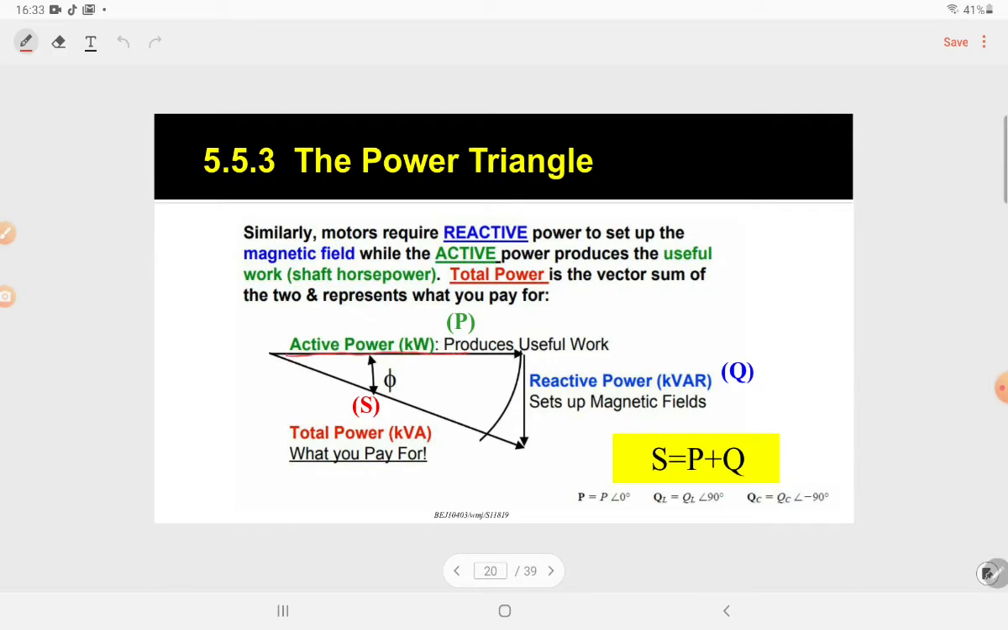Usually this part is the active power, and the unit is kilowatt. When we say active power, this is the power that we need to produce the useful work. And this part is the reactive power. The unit is kilovolt ampere reactive. This part is useful to set up the magnetic field. And S over here is the total power, and the unit is kilovolt ampere. This is what you need to pay for. So this is the relation between active power, reactive power, and total power, right? All this relation can be put in a triangle, and we call it the power triangle.